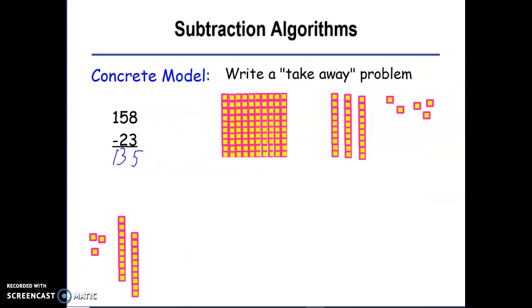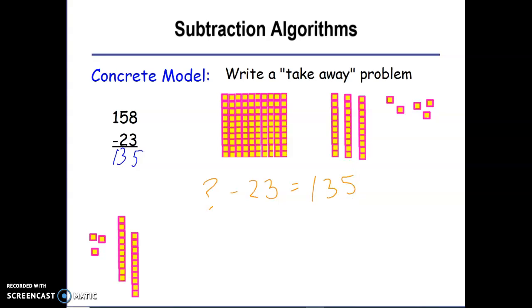Okay, let's also go back to this one. We're going to write a takeaway problem for this one. And remember, we talked about how you can put the unknown in any position. Well, this time I want you to practice putting the unknown in the first position. So you're going to do something minus 23 equals 135.